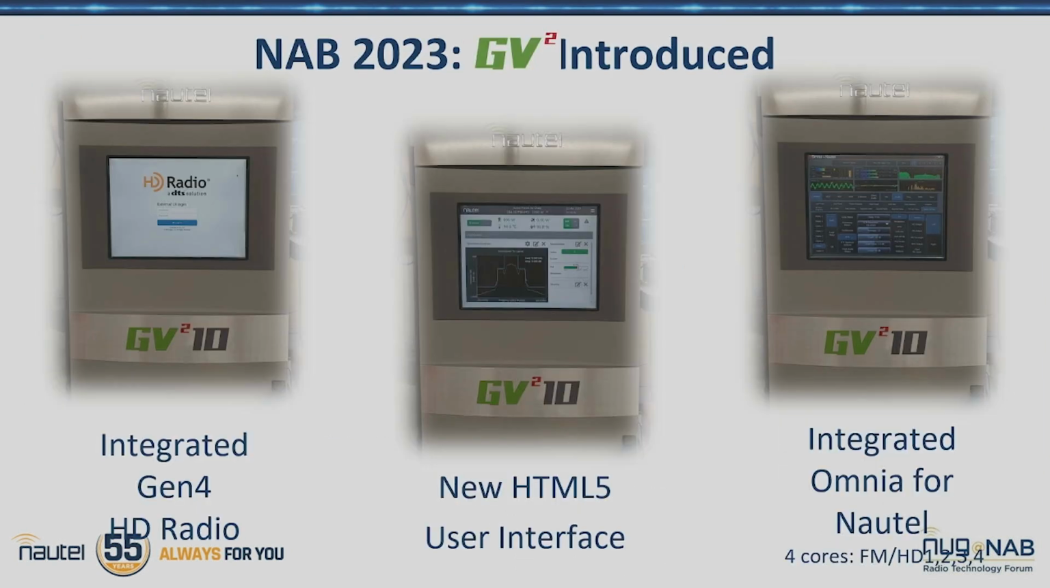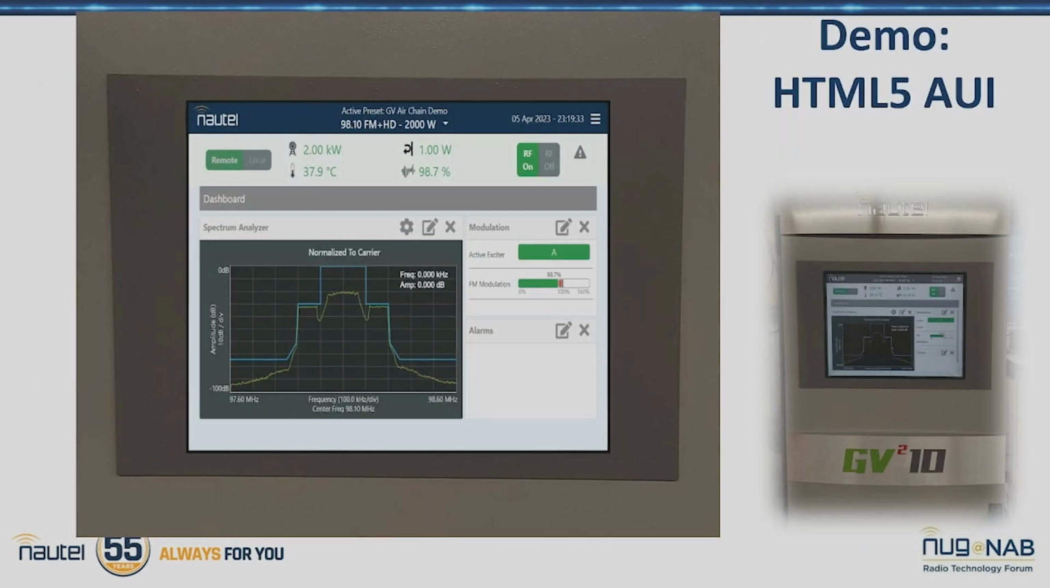So we showed three main screens last year at NAB. We showed the new HTML5 user interface, and yes, as John was saying, he's going to give a few of those away. It's finally there. We showed the HD Radio interface in the GV, and we showed the Omnia for Nautel as a separate screen right in the GV. So that was last year's demonstration.